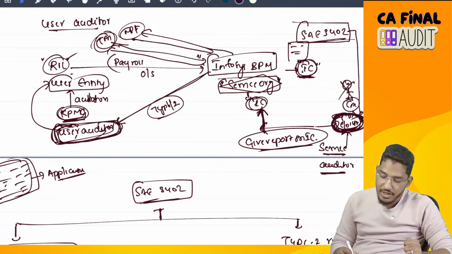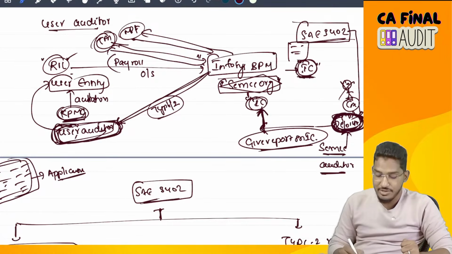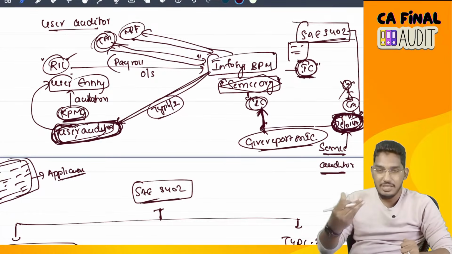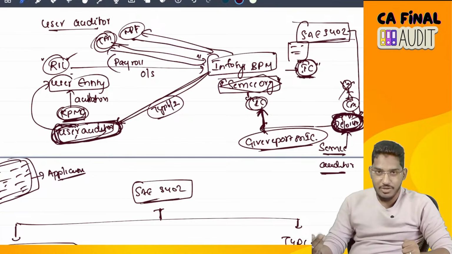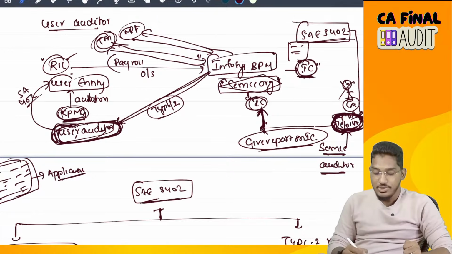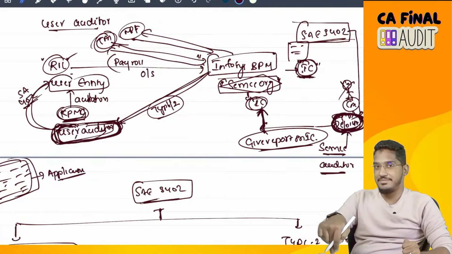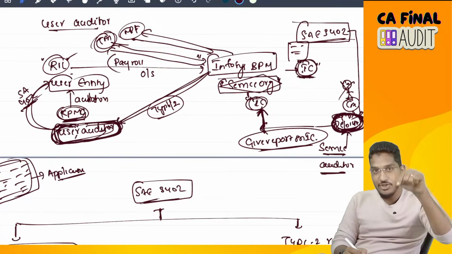Now when a user auditor is making use of the service auditor's report, what precautions does this user auditor have to take, what things does he need to verify, what procedures does he have to perform? That's what SA 402 says. Able to understand? So SA 402 is talking from the perspective of the user auditor in relation to the audit of the financial statements. So SA 402 is a standard on auditing.